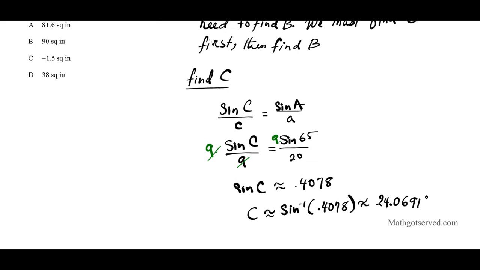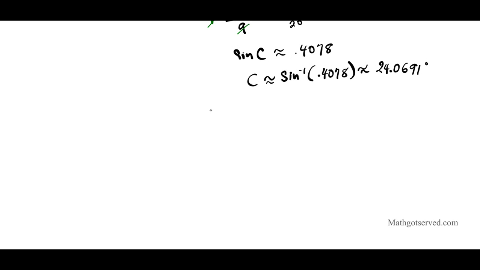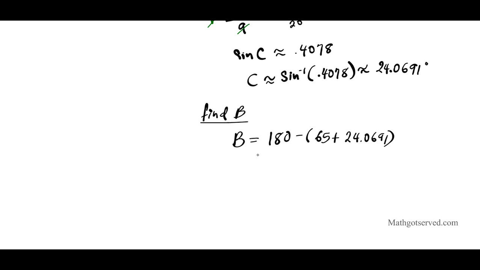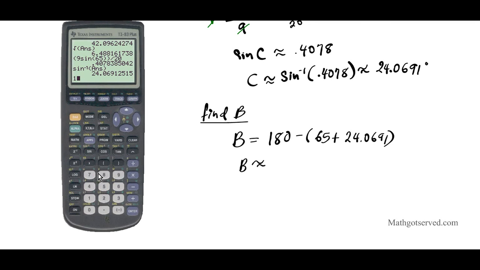Now what is big B? We can simply use the triangle angle sum theorem to find it. So let's do that. To find big B, we're going to use big B equals 180 minus the sum of the two other angles, which are 65 and 24.0691. So big B is going to be approximately, this is an approximation since big C is an approximation also. So I'm going to go 180 minus parenthesis 65 plus my previous answer, second function, negative, enter.